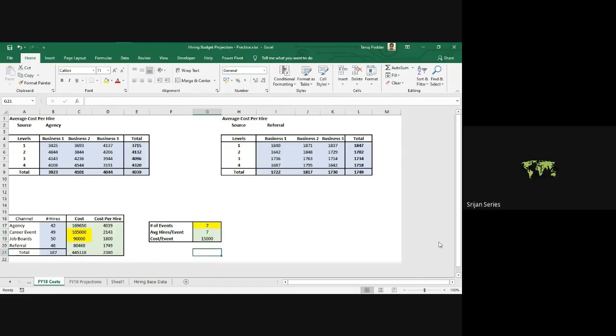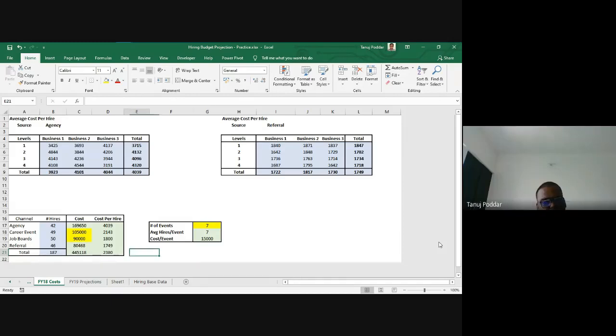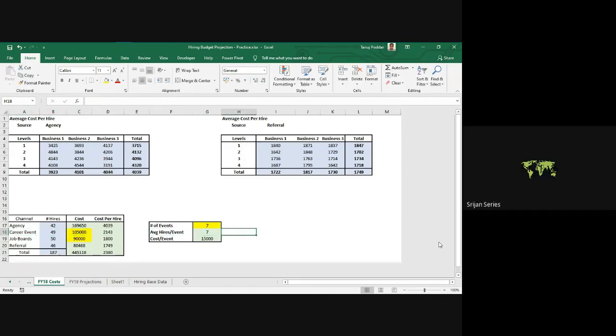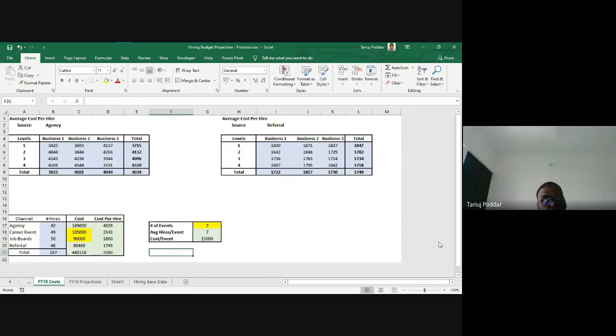Otherwise, generally I would have to take the total, right? If I wanted average hires for the entire year, like 187 divided by 7, and then cost from that. But you already have a cost specifically for career events, no? Yes, sir. I mean just average hires per event. It's basically average hires from career events per event, right? Yeah, average hires per event.